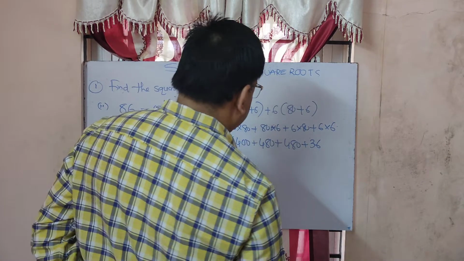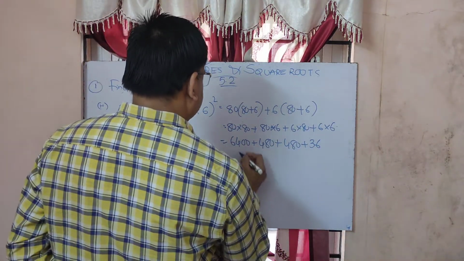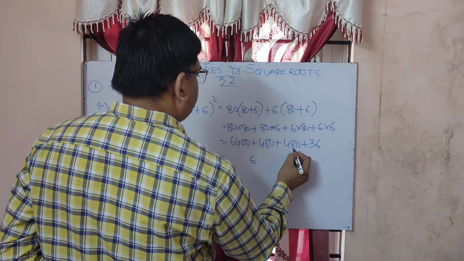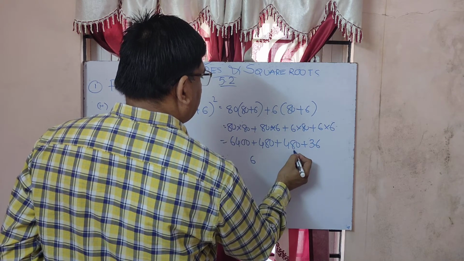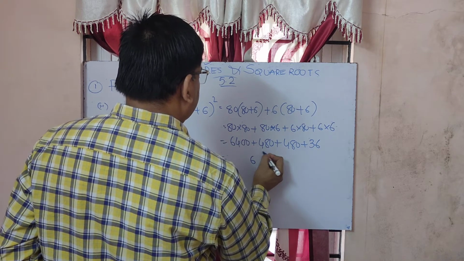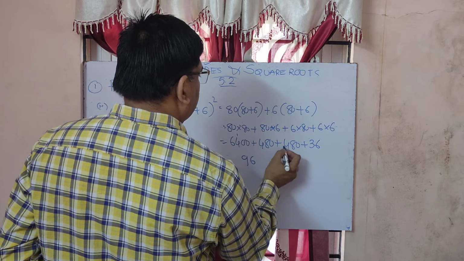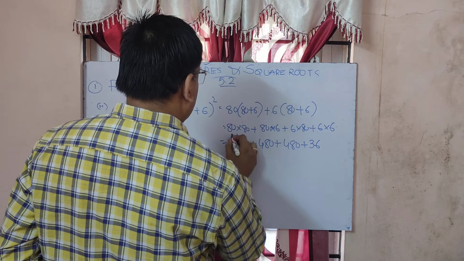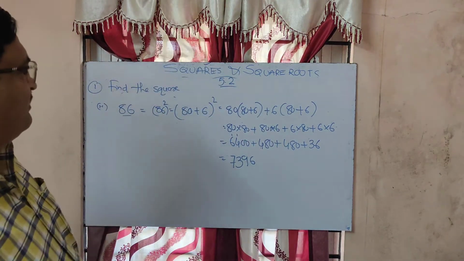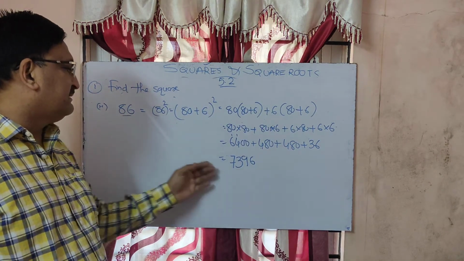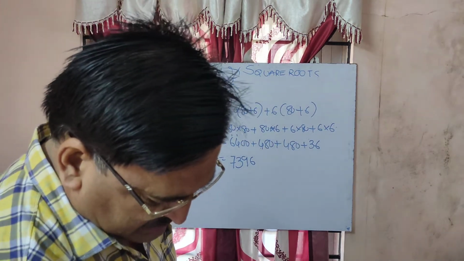Go on adding this. So if you add it, how much do you get? Last number 6, then 3 8 11, 11 8 19, 1 carry. 5 4 9, 9 plus 4 13, carry 1. 7 3 9 6. So if you square 86, you will get the same answer, 7396. So you can do it like this.